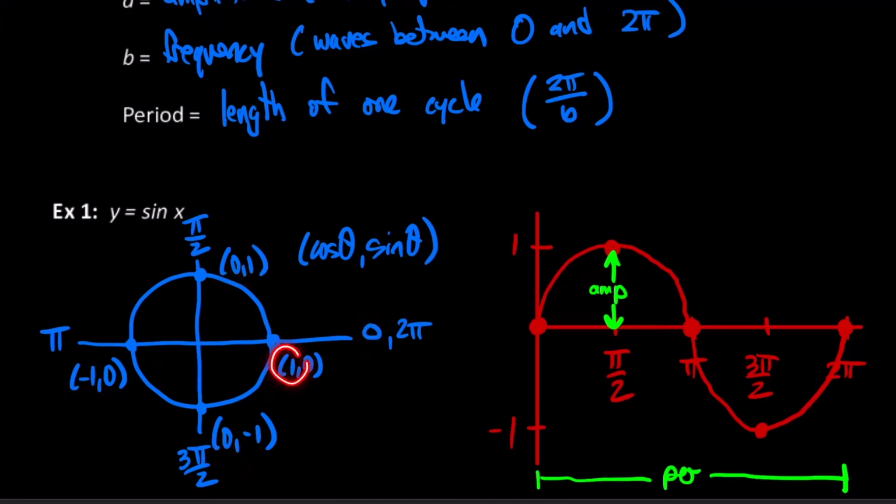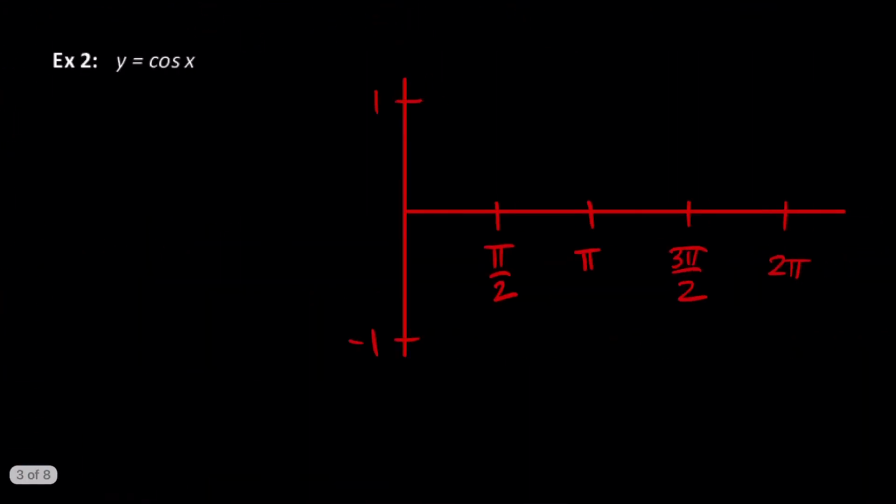So it actually starts at the maximum value. It starts at 1. So let's put those points on this. So at 0 radians, cosine is 1, starts at the maximum. Then at pi over 2 decreases to 0. At pi decreases to its minimum value of -1, goes back to 0, and goes back to 1.